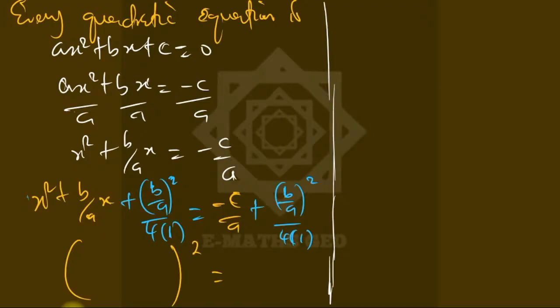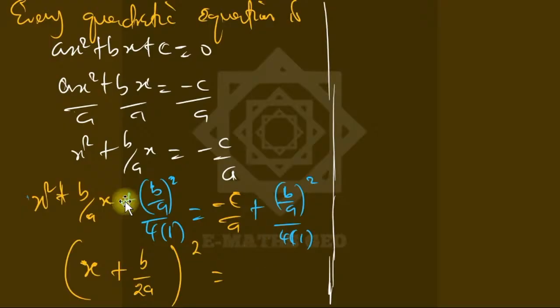Now the value here is plus, so it's always plus. The square root of x squared is x. The square root of b over a, all squared, is b over a. The square root of 4 is 2. So b over a over 2 is now b over 2a. Do you see it's easier now?